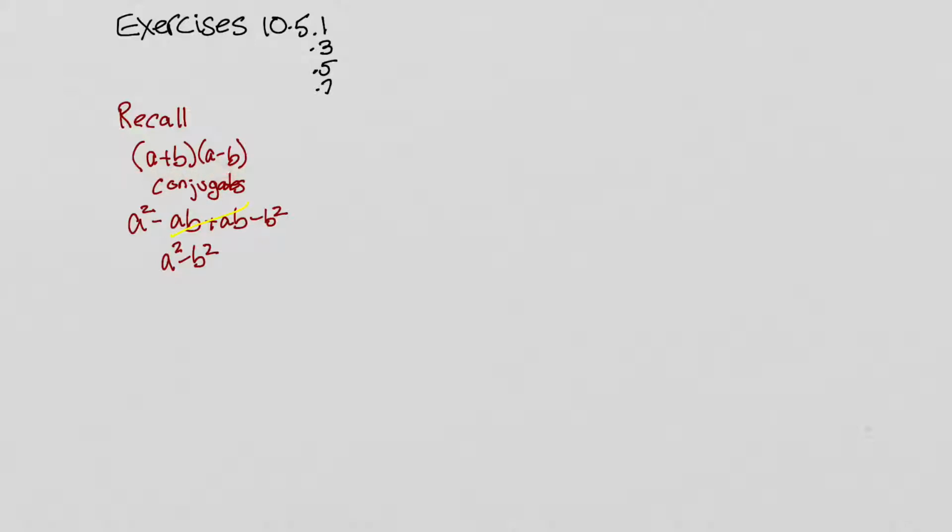If we have conjugates, we're going to identify this one. Square the first, put a minus sign, square the second. And that minus sign comes from right here, the last and the last. So here's a quick example. If we had, say, x plus 4 and x minus 4, what we're going to do here is square the first, getting x squared, put a minus sign, and square the second, getting 16.